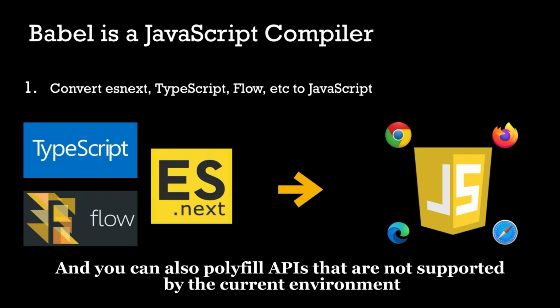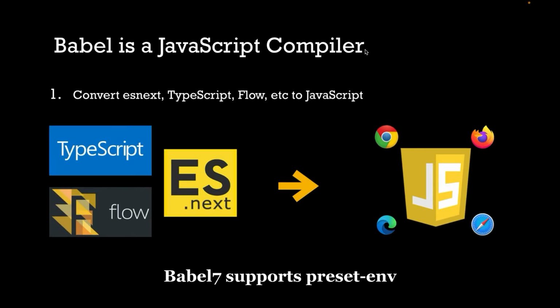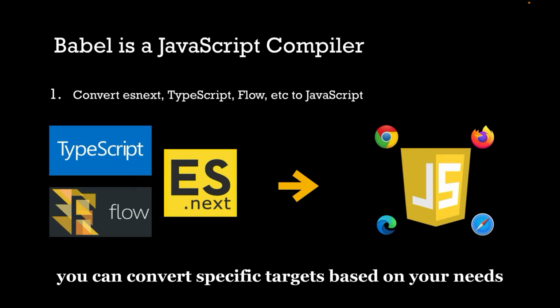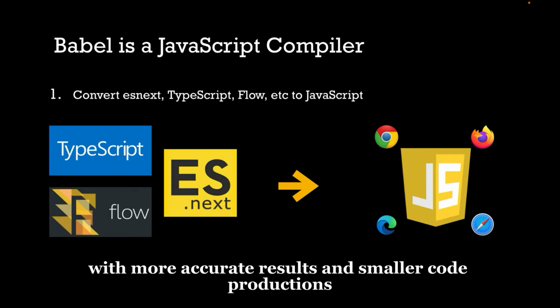And you can also polyfill APIs that are not supported by the current environment. Babel 7 supports preset env. You can convert specific targets based on your needs, with more accurate results and smaller code productions.